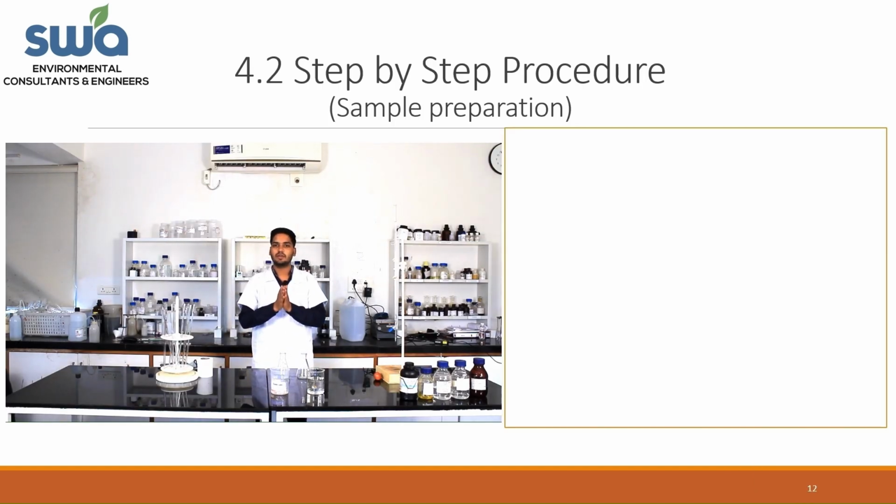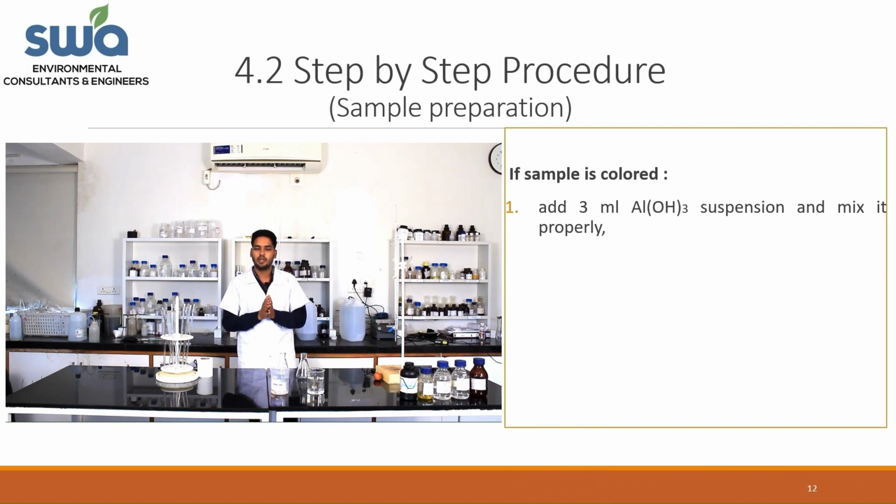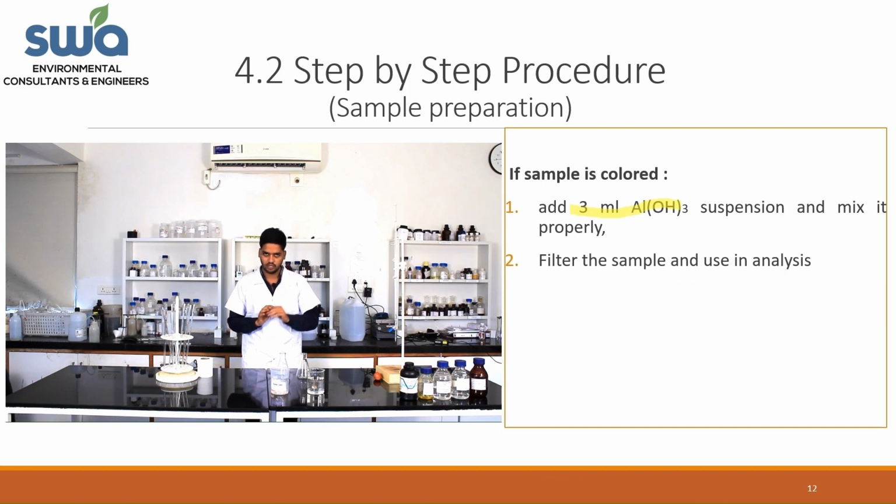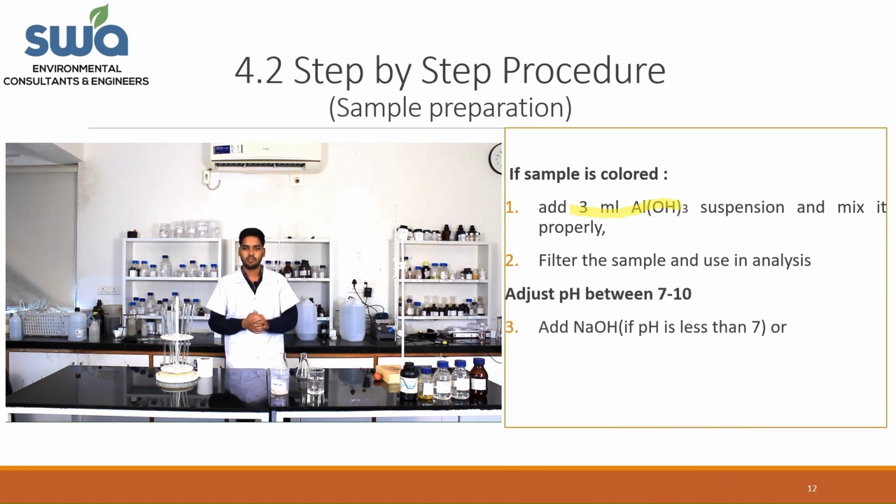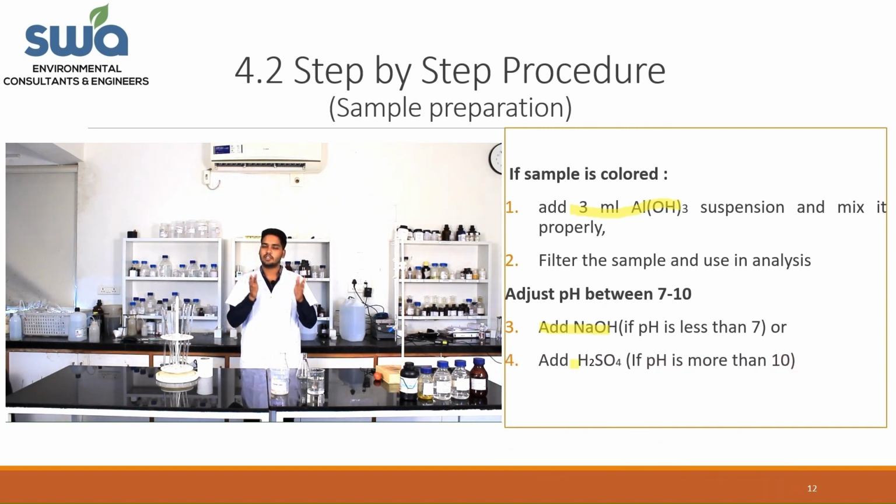We'll start with sample preparation. In sample preparation we have to take care of two things. First, if your sample is colored or turbid, add 3 ml of AlOH thrice, aluminum hydroxide suspension. Mix it properly, let the precipitate settle and take the supernatant for analysis. Secondly, we have to set the pH between 7 to 10. If the pH is below 7, add NaOH to set the pH between 7 to 10, and if the pH is higher than 10, add H2SO4 accordingly to set the pH between 7 to 10.